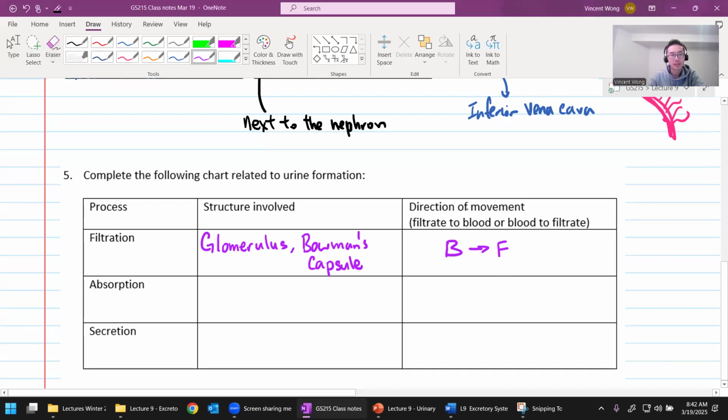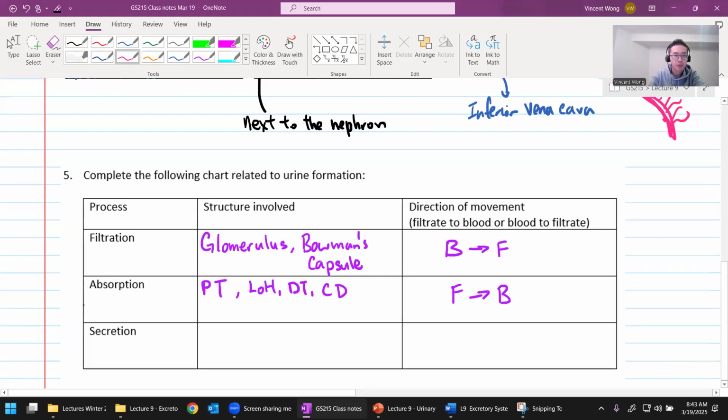Remember, there are a lot of good stuff in the filtrate, nutrients that we want to take back, water that we want to take back. And that's where absorption comes into play. So absorption happens at the proximal tubule. 60 to 70% of the filtrate will be reabsorbed. Loop of Henle, distal tubule. I'm just going to do it without the dot. I think it's confusing with the dot, maybe. And the collecting duct. Basically, throughout the rest of the nephron, and absorption means to take it from the filtrate back into the blood.